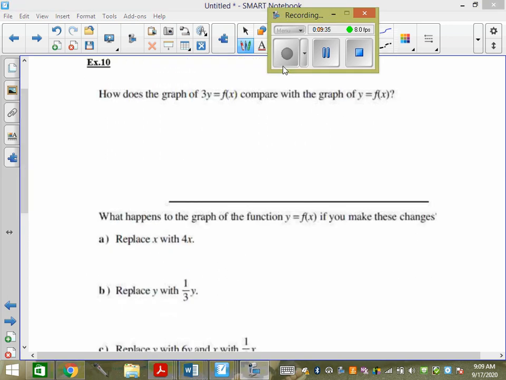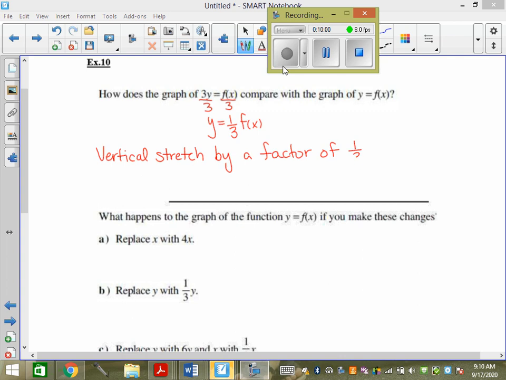So this one I would first divide that 3 over because it's in replacement notation form, right? So I get y equals 1/3 f of x. And it says, how does it compare? What kind of stretch is it? Vertical stretch by a factor of 1/3, because it stays the same always, about the x-axis, because it's with the y.